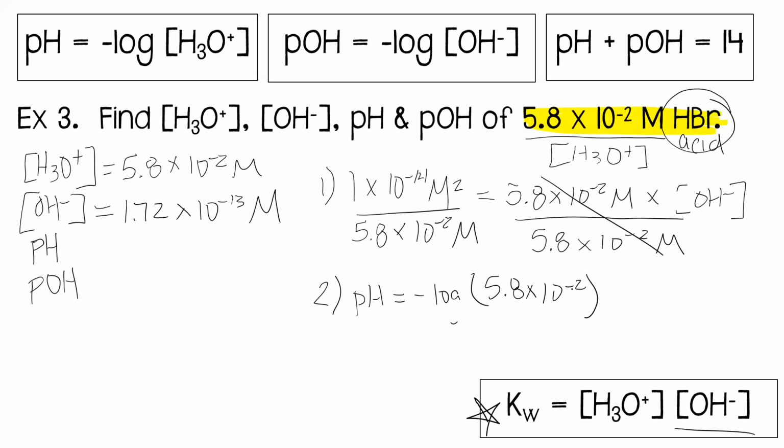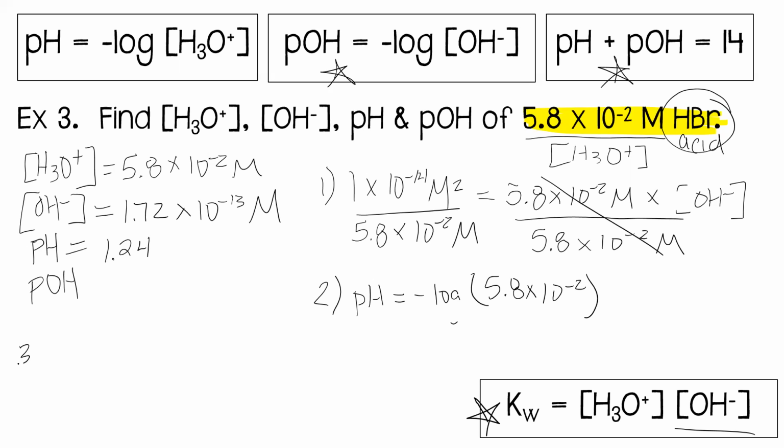So plug that in your calculator. So for my pH, I get an answer of 1.24. Okay, now you have 2 options. I gave you this equation and I gave you this equation. Do whichever one you want. I'm going to do both.